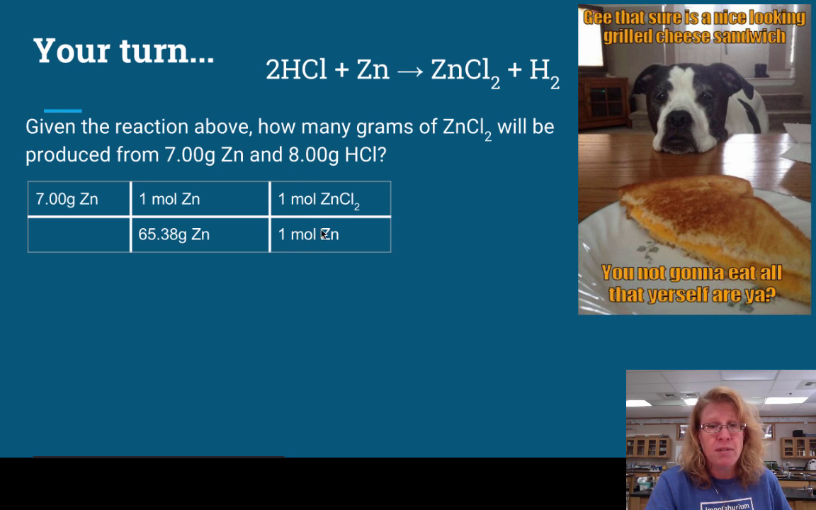And my balanced equation is given up there. So I know that 1 mole of zinc is going to produce 1 mole of zinc chloride. And there's my mass. When I do the math out on there, it's 0.107 moles of zinc chloride that could be produced from that much zinc.